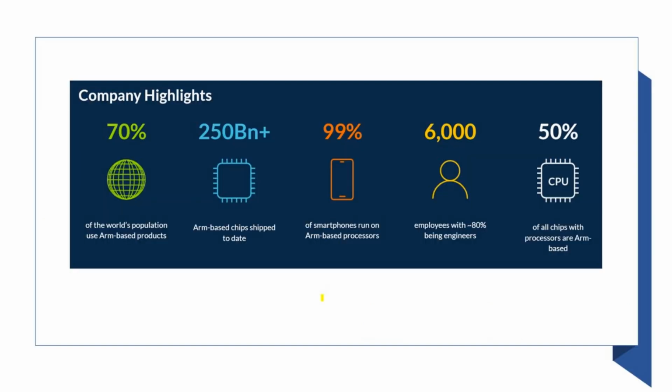Well, one thing is that they're an industry leader. So in terms of penetration, 70% of the world's population use ARM-based products. They've shipped 250 billion chips to date.